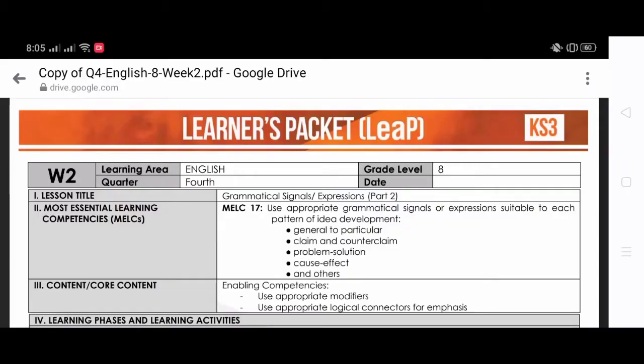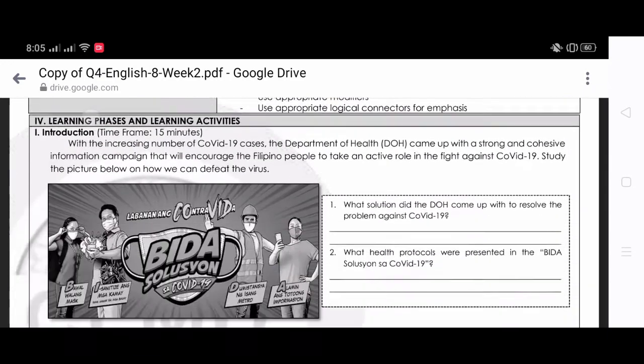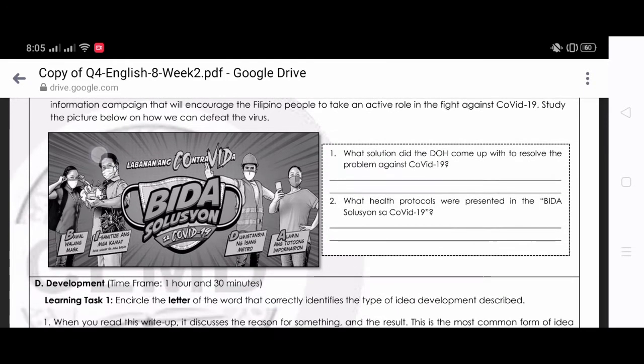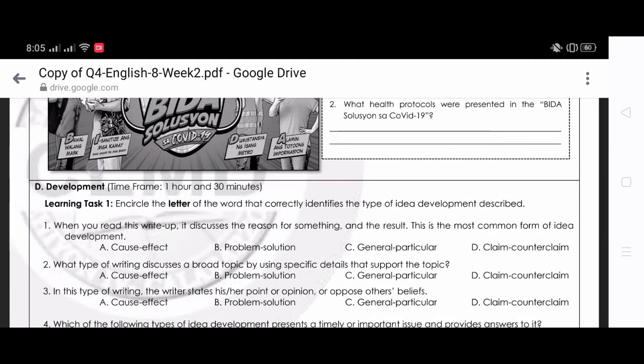Okay? Now, we have other remaining patterns of idea development aside from the two that we discussed already. And now, we are going to discuss them in our module. Tara! And here we go. Okay, so punta tayo sa first part, sa introduction. O yan, sagutin nyo lang yung mga tanong na yan. Napakadali lang naman yan. Okay?